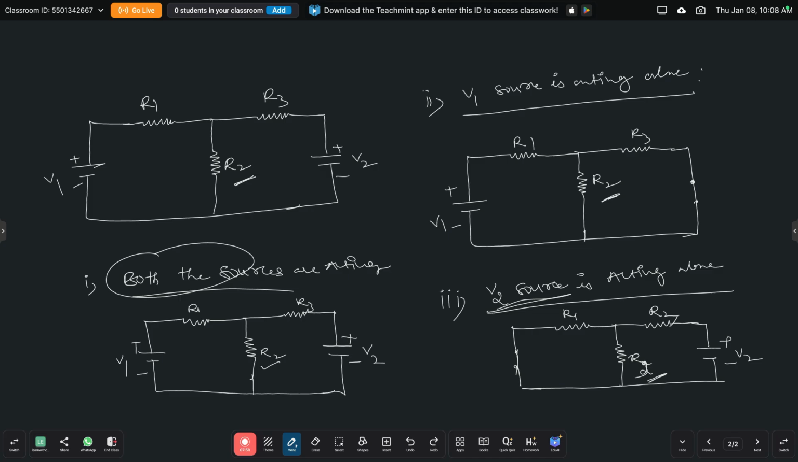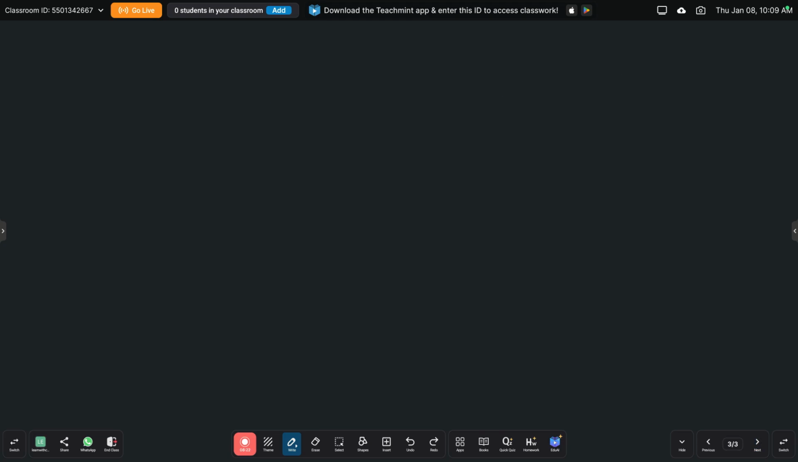To clearly understand the process of the superposition theorem, we take one example and solve that problem. Then you will clearly understand what happens when both are acting, when V1 is acting, and when V2 is acting. So we take one example based on the superposition theorem. Let us consider one circuit, and for that circuit we have to apply the superposition theorem.